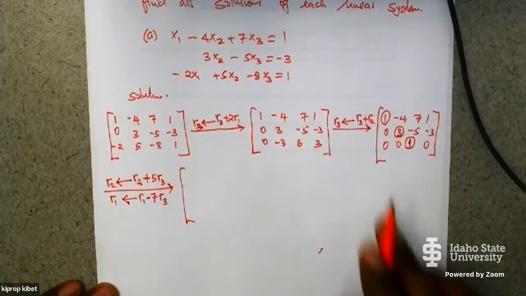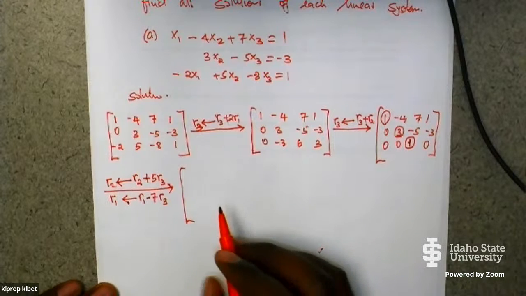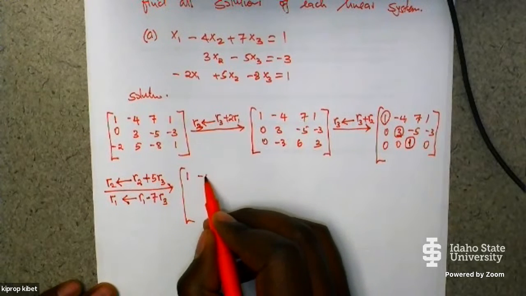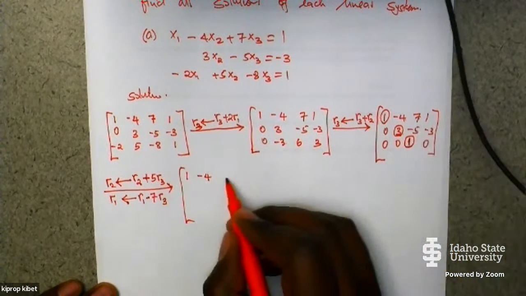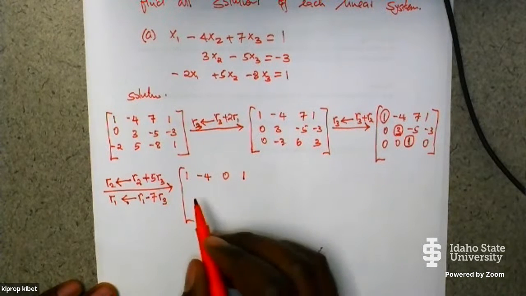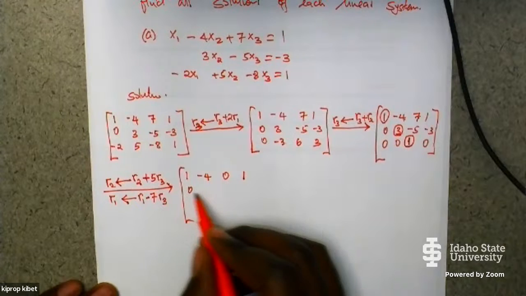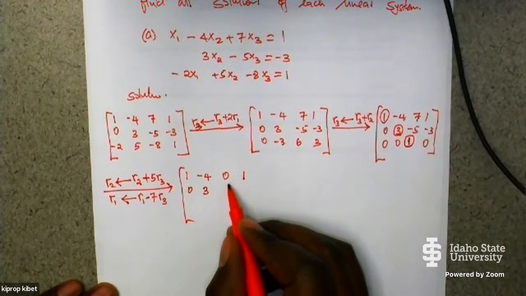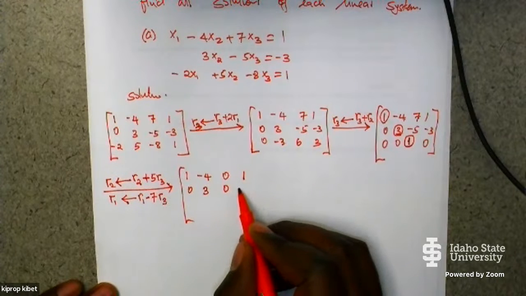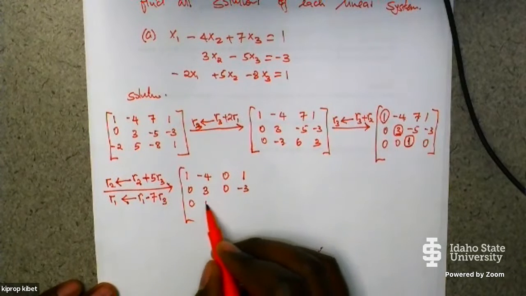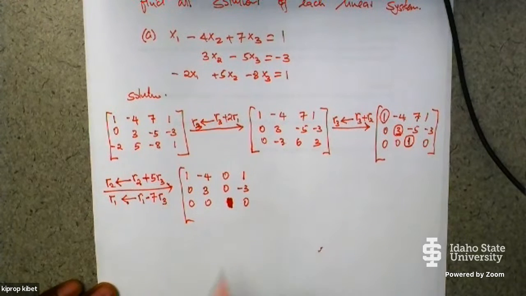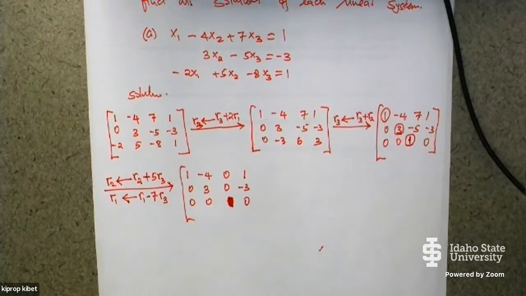Once we reduce this matrix, what do you get? We get 1, minus 4. This is 0 now, and this is 1. Then we have 0, 3, and this is now 0. And lastly, there will be minus 3, then 0, 0, 1 here, and then 0 there. 1 and 0.